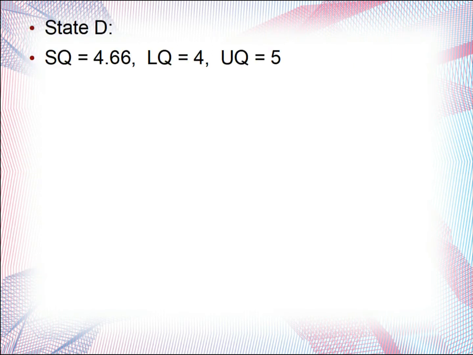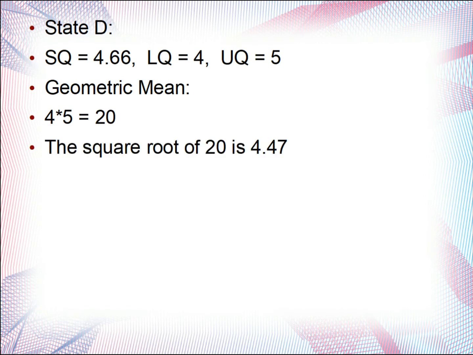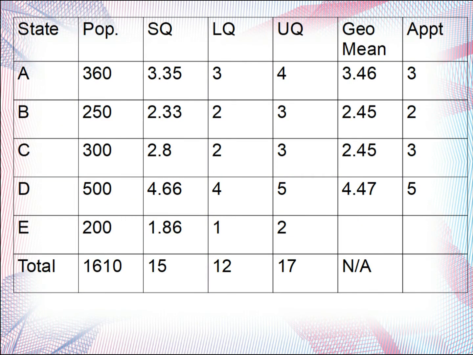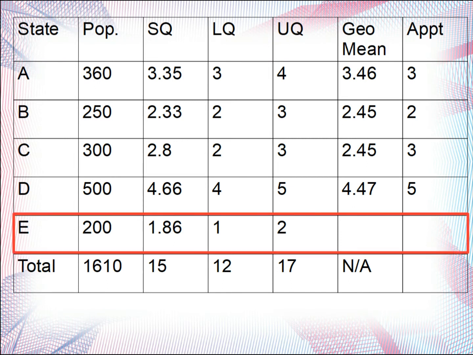So for state D, standard quota is 4.66, lower quota is 4, upper quota is 5. So the geometric mean, 4 times 5 is 20. Square root of 20 is 4.47. So the geometric mean is 4.47. And the standard quota is larger than the geometric mean, so we give state D its upper quota of 5. So I filled that information in the chart. And now on to state E.